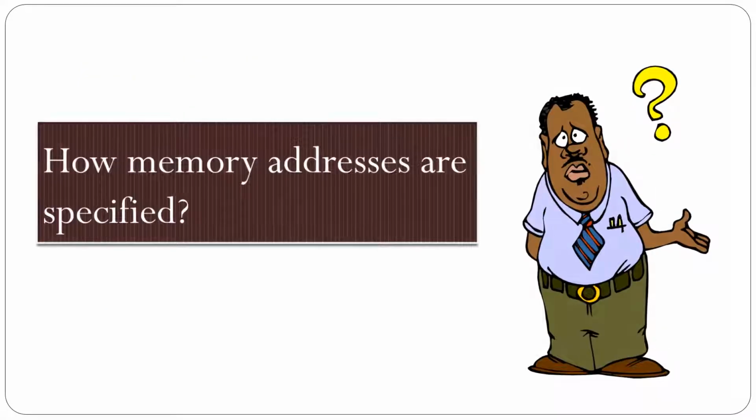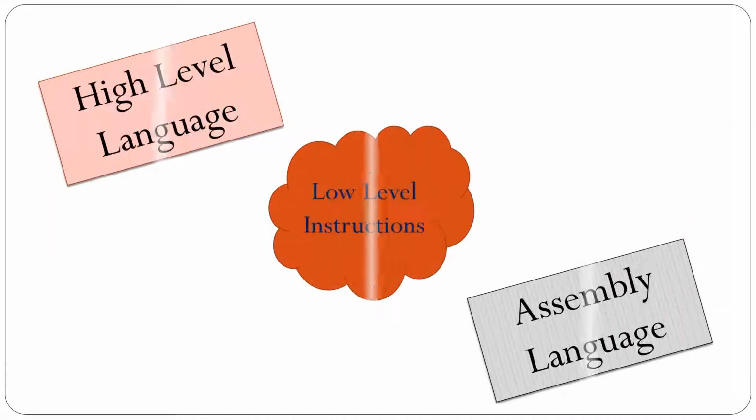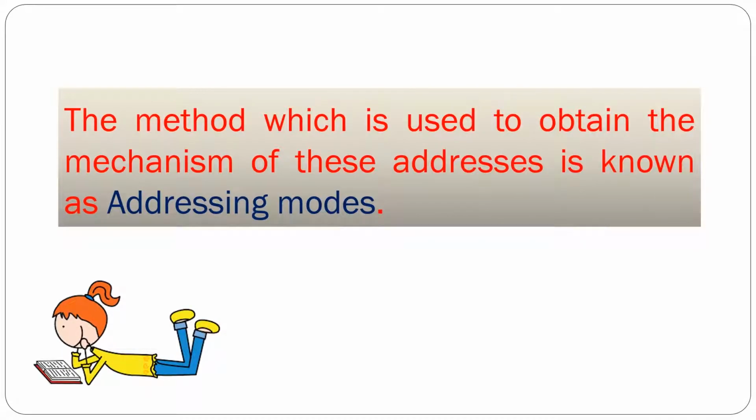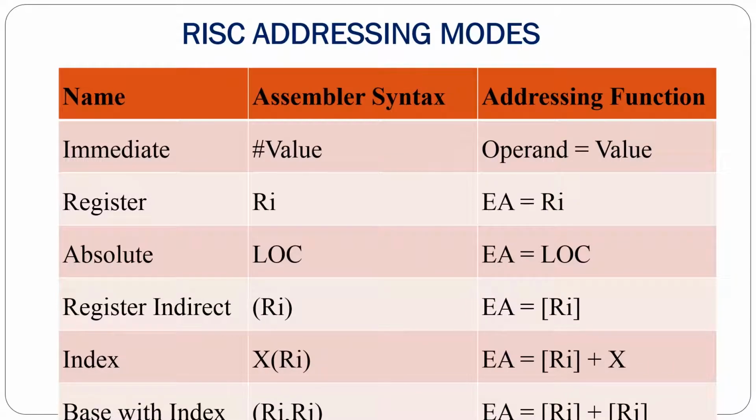But how are these memory addresses specified? The user writes a program in a high-level language and data is organized in a computer by using data structures. To convert any program from high-level language to assembly language, low-level instructions need to be implemented. So the method which is used to obtain the mechanism of these addresses is known as addressing modes. On your screen, the RISC addressing modes.